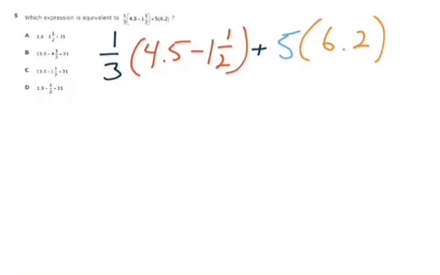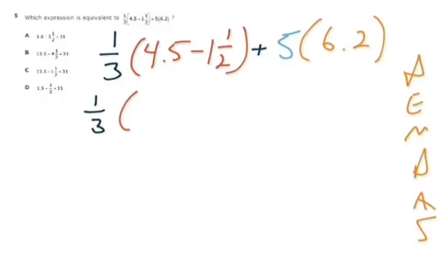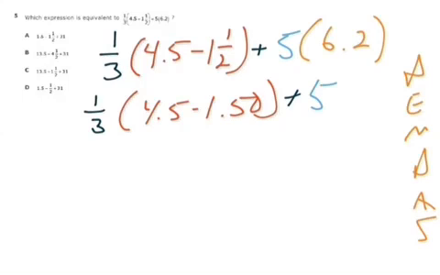Let's see what we get. Let's do parentheses first. Remember PEMDAS when we do this. We do parentheses, which is 4.5 minus 1.5. I have a decimal and a fraction, and it would be best here to convert to decimals. If you think of 1.5, that's like $1.50. So if I rewrite this as 1/3 times (4.5 minus 1.50) plus 5 times 6.2, now this is a little more doable.